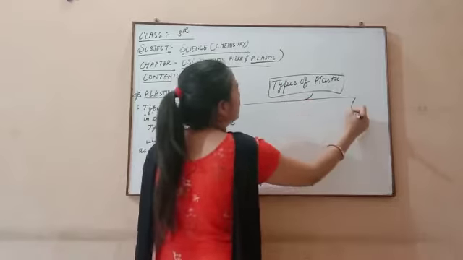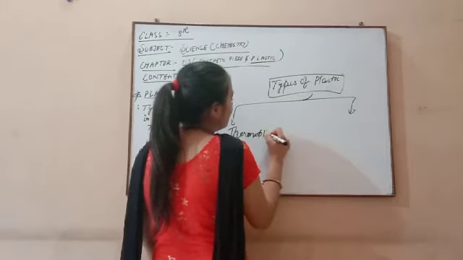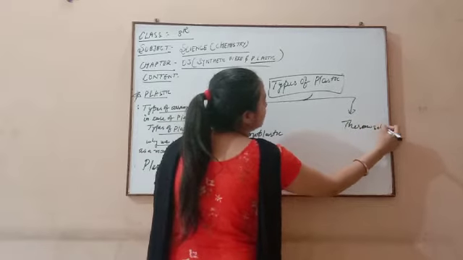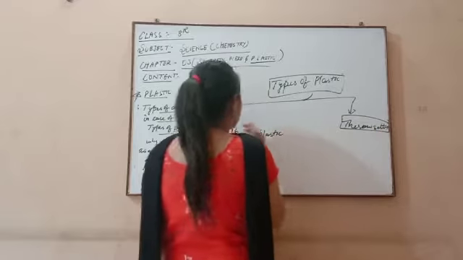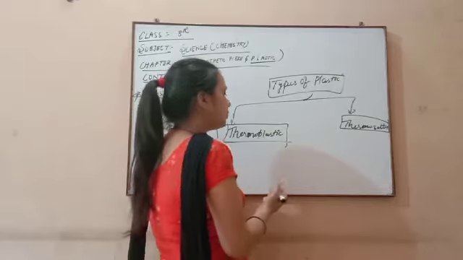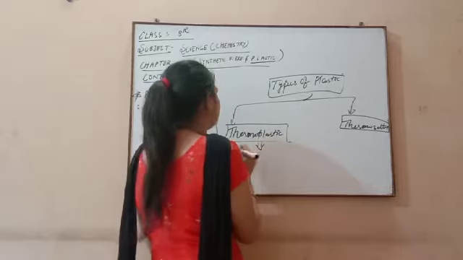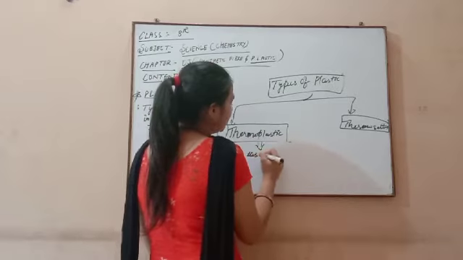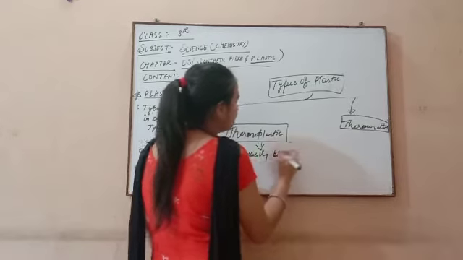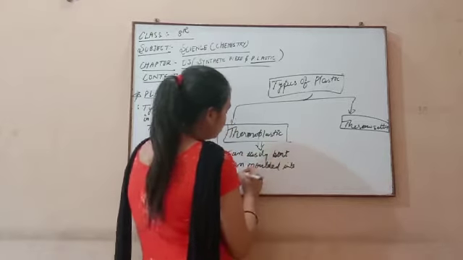Number one is thermoplastic, and second one is thermosetting. So here two types of plastics are there, thermoplastic and thermosetting. What is the difference between thermosetting and thermoplastic? First we discuss the meaning of thermoplastic. It is the plastic which can easily bend and be molded into any shape.